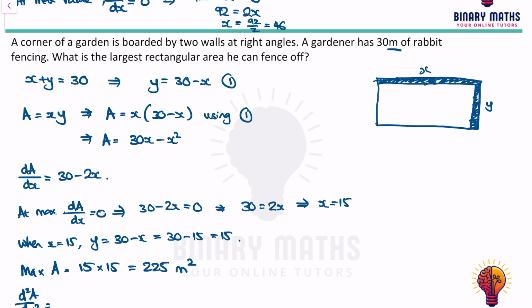The second derivative comes from differentiating this one. So I get, again, when I differentiate this, I get minus 2, which is less than 0. Therefore, this is the maximum. Maximum occurs at x equal to 15 meters.